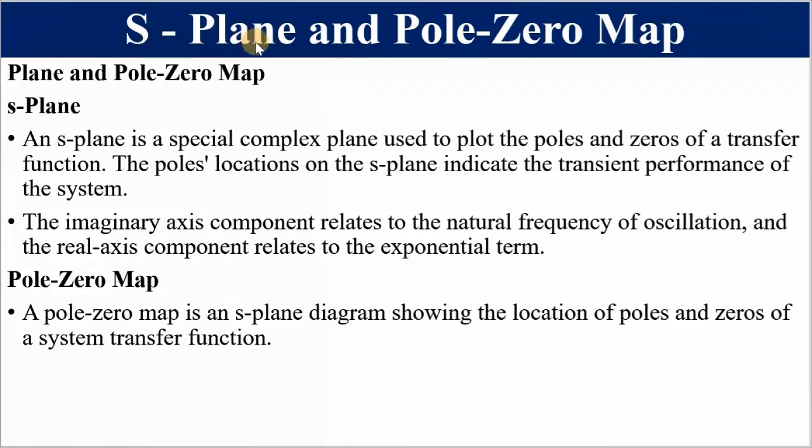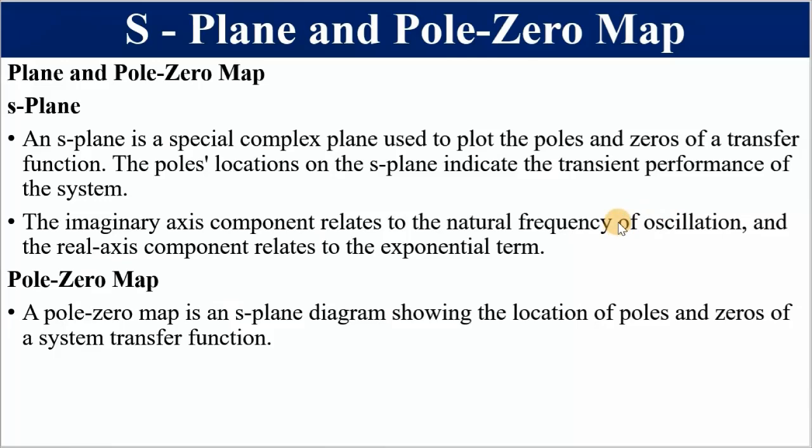We're now going to look at the S-plane and the pole and zero map. An S-plane is simply a pole and zero map. And we are saying, what's an S-plane? An S-plane is a special complex plane used to plot the poles and zeros of a transfer function. The pole locations on the S-plane indicate the transient performance of the system. You remember your transients? The imaginary axis component relates to the natural frequency of oscillation.